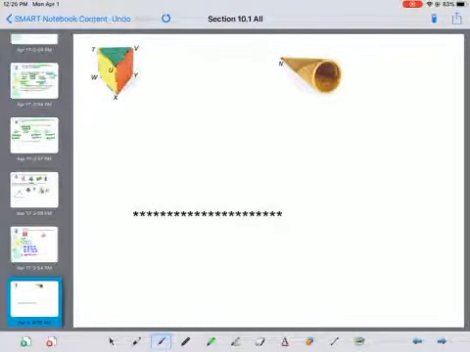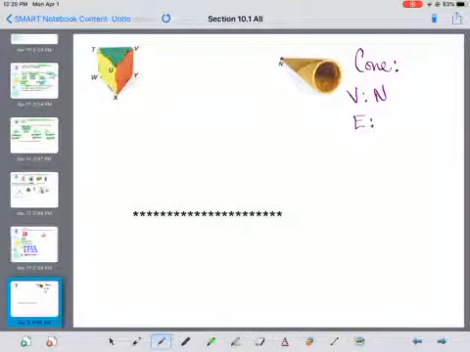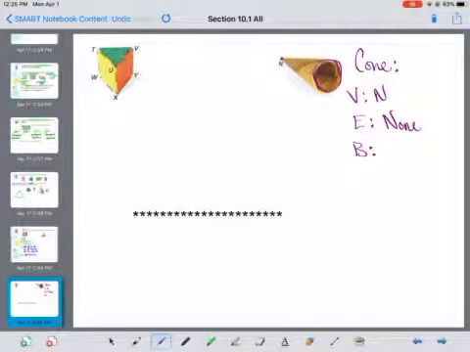Okay. With this last one, it's a cone. It has one vertex, point N. There are no edges because edges have to be straight lines. And you'll notice there are no straight lines here, so there are no edges. And then the bases, since it's a cone, there's only one, and it is this circle. So we'd have to have a point here, so let's call this A. So your base would be circle A. There you go.